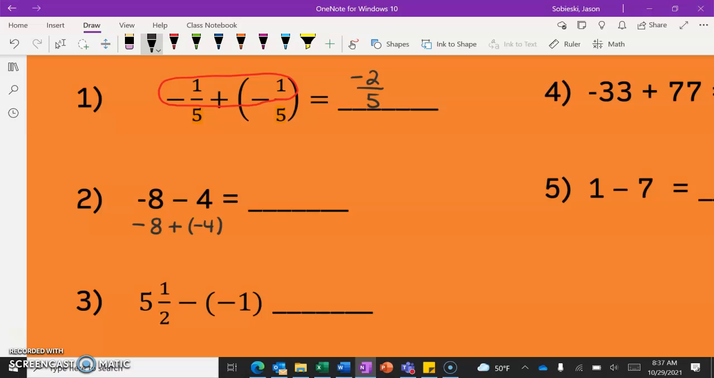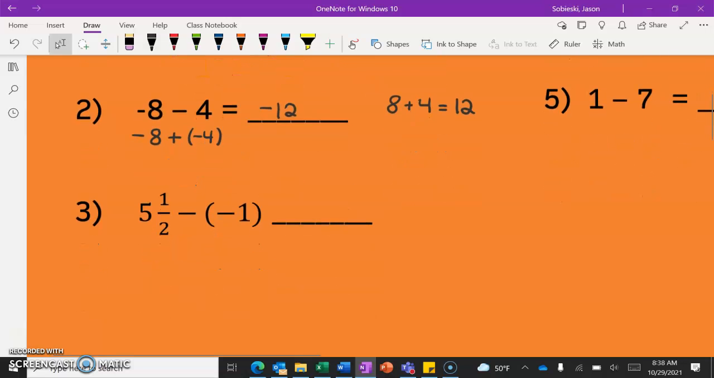Both are negative, right? So we have same signs. So that's going to tell us to add the absolute values. The absolute value of negative 8 is just 8. The absolute value of negative 4 is just positive 4. So 8 plus 4 is going to give us 12. And we keep the sign from the problem. Both of the initial ones from our addition problem were negative. Our answer will be a negative 12.